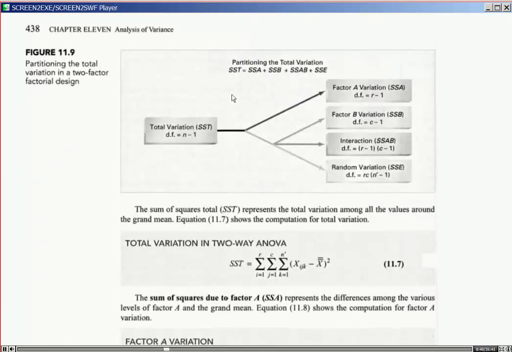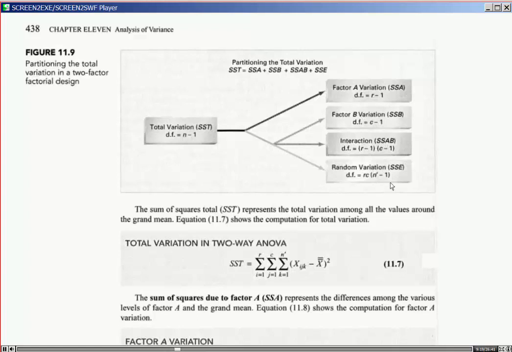Over here we have it written mathematically. Factor A variation, factor B variation, interaction variation, and they all have their corresponding degrees of freedom that show us in how many ways the values can vary. And random variation, that's error. This error has to do with the error of measurement, bad measuring instruments or different measuring instruments, or wrong protocol, some violations of measurement protocols.